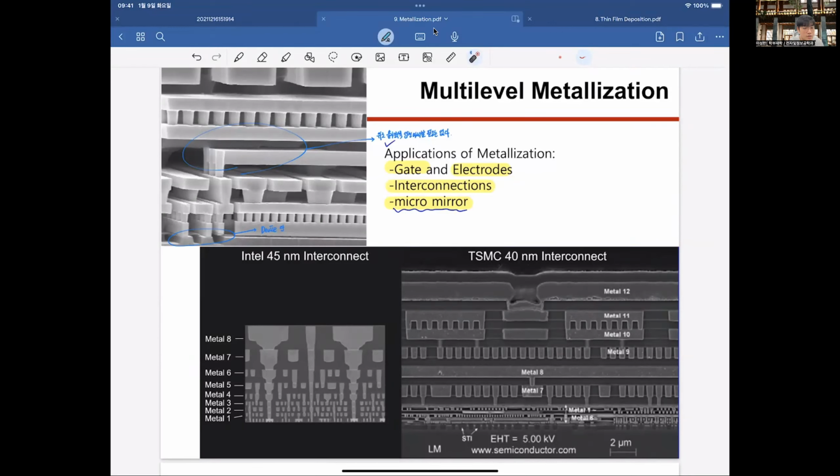So what is the application of the metallization? At first, we use this to make a gate and electrode, and normally interconnection, we make an interconnection, and rarely a micro mirror in the process of the MEMS.